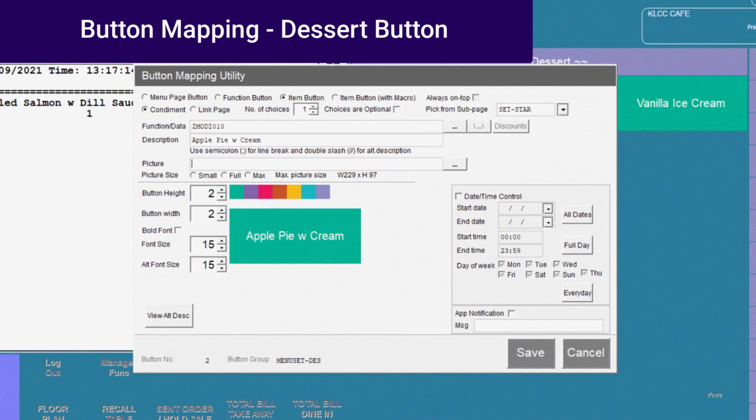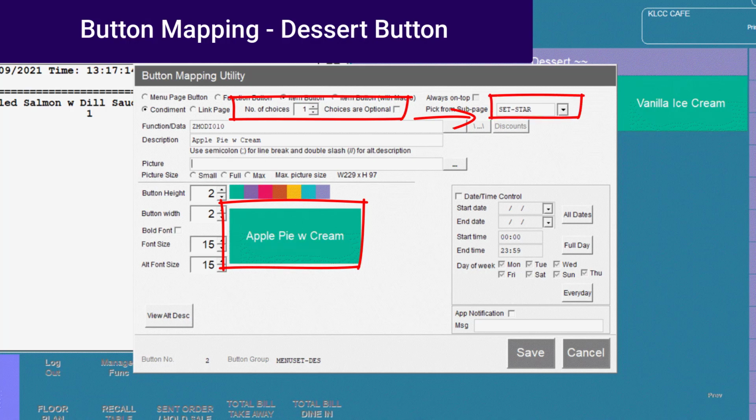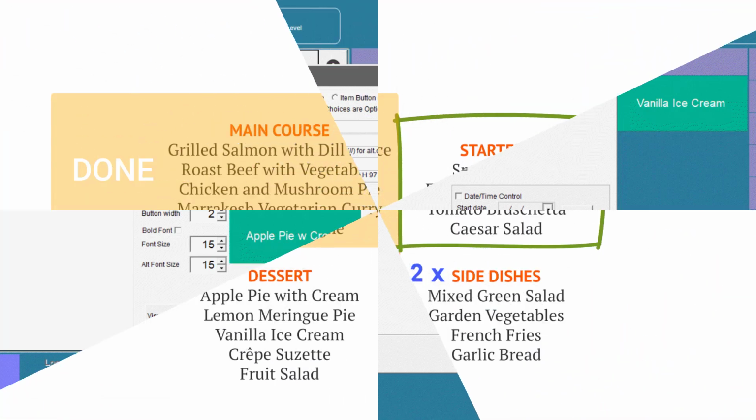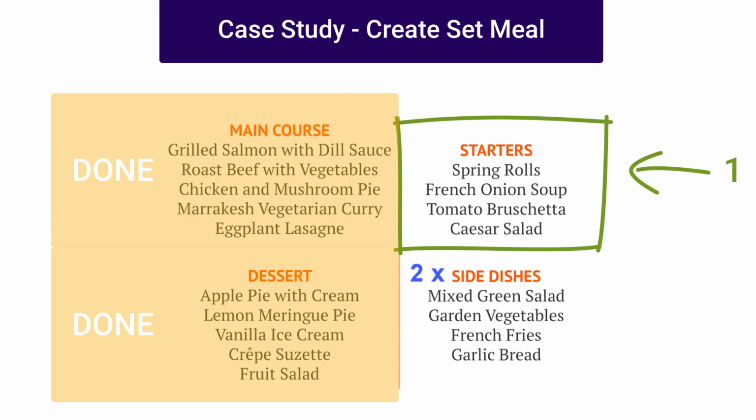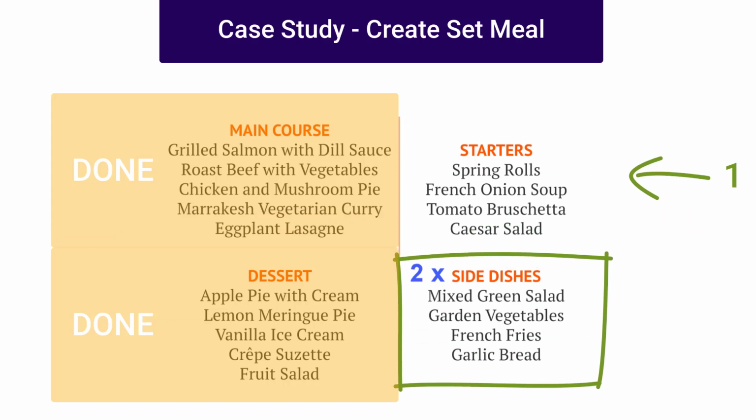Here's the dessert button setting. Select this dessert item. Compulsory setting required to choose one of the items from this starter subpage. Dessert button mapping is done. Finally, continue select this starter item. Compulsory setting required to choose 2 of the items from this side dishes subpage.